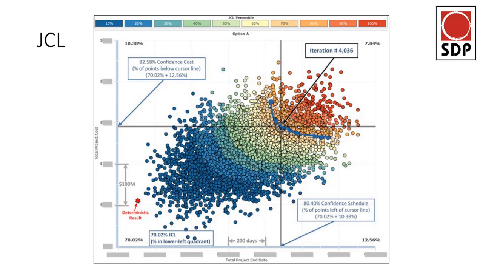But if you look at the right hand, and if you look at the horizontal axis, they needed another 200 days on this particular one to hit that P70 joint confidence level. Any questions on this graphic?